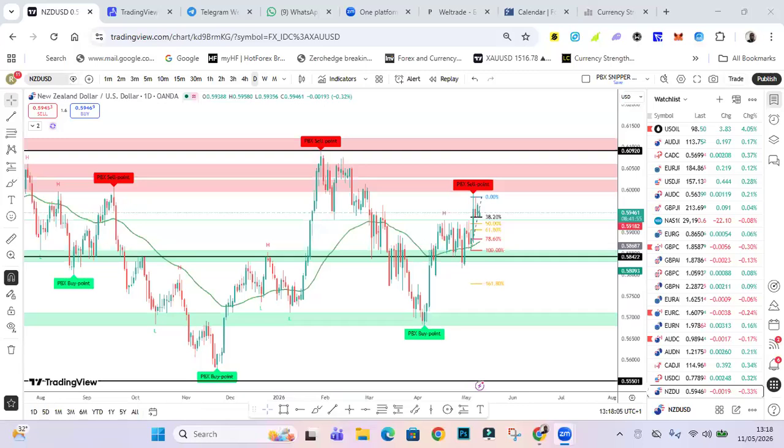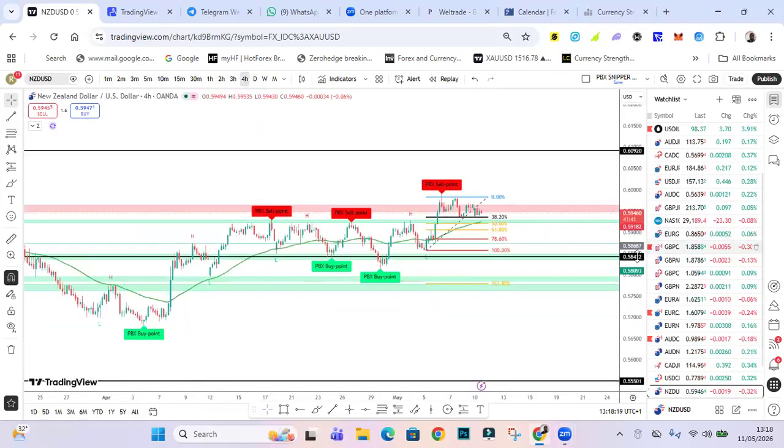Okay, I hope I'm sharing the entire screen. You can see my screen, right? Yes. All right, so let me leave daily. Let me just go to 4 hours as an intraday trader.